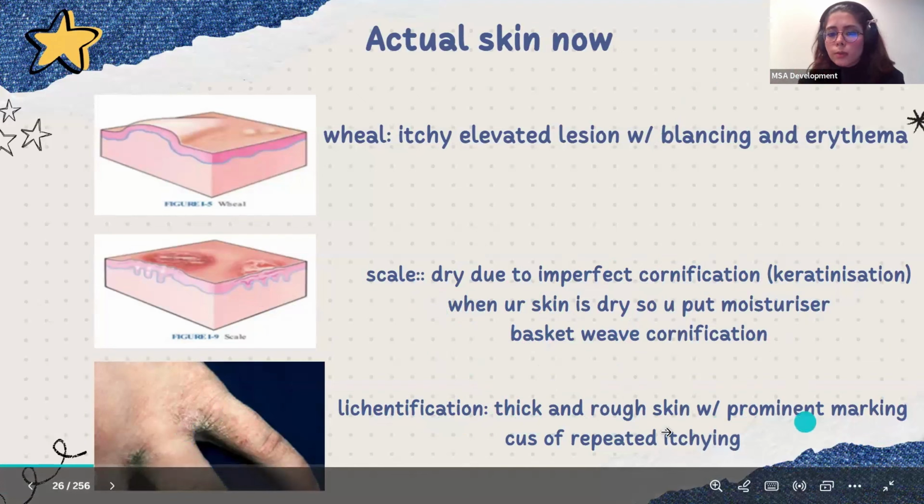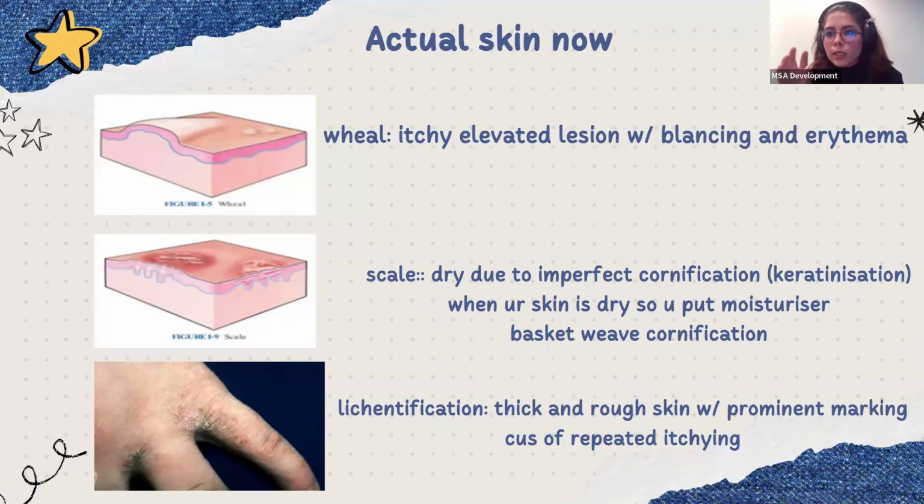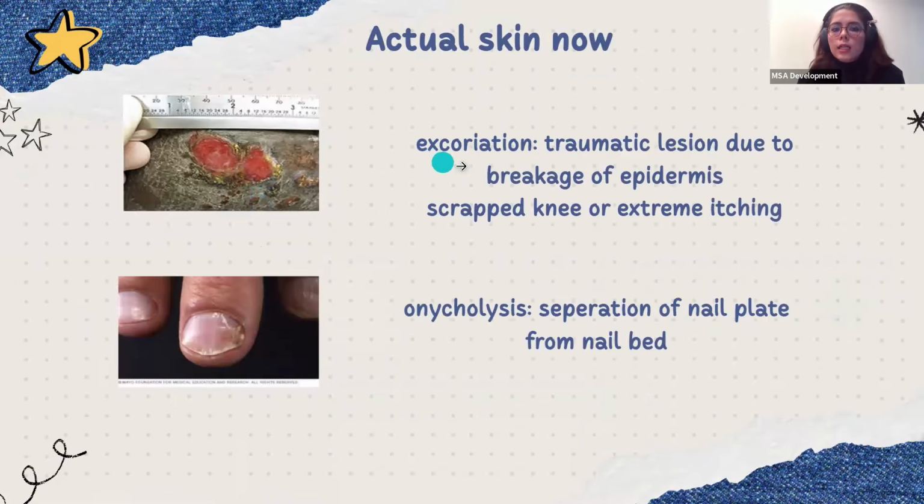Lichenification: thick and rough skin with prominent markings because of repeated itching. The best way I can link it is when I get a mosquito bite and it's not going away, so I'm constantly itching. I get lichenification. This is excoriation, a traumatic lesion due to the breakage of the epidermis, like a scraped knee or extreme itching. You literally scraped a part of your dermis where you reach the inner part of your skin.